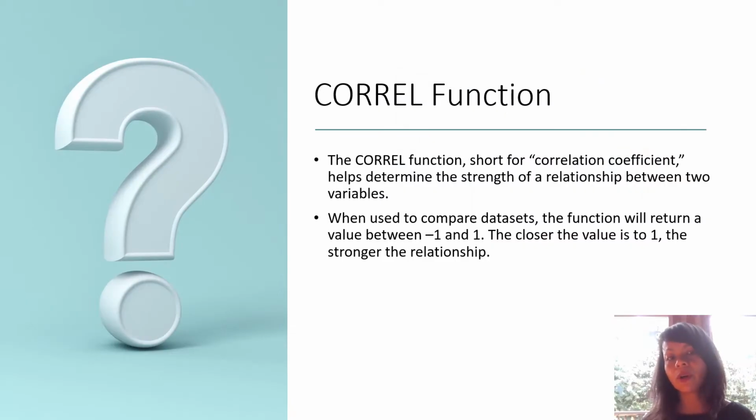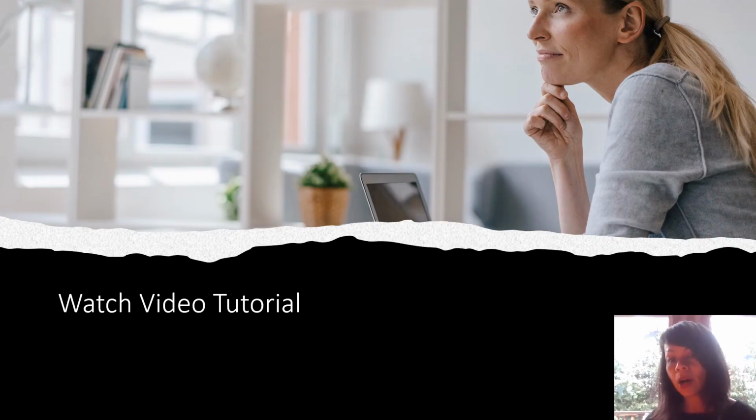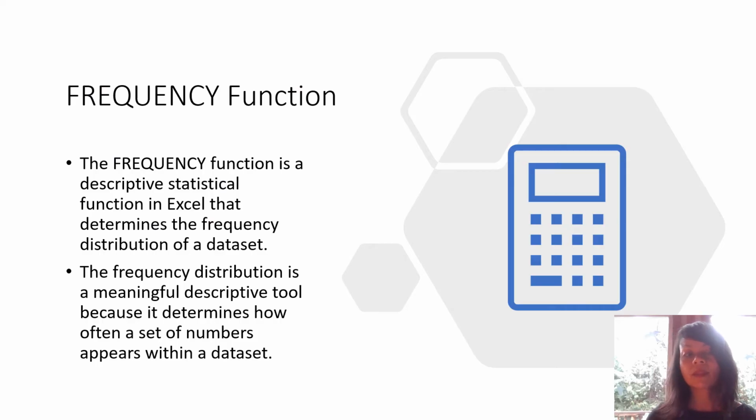Next is the correlation function, which is short for correlation coefficient. This function helps to determine the strength of a relationship between two variables. Okay, so when used to compare data sets, the function is going to return a value between -1 and 1. And the closer the value is to 1, the stronger the relationship is. I would like you to pause this PowerPoint and go watch the video tutorial on how to use the correlation coefficient function.